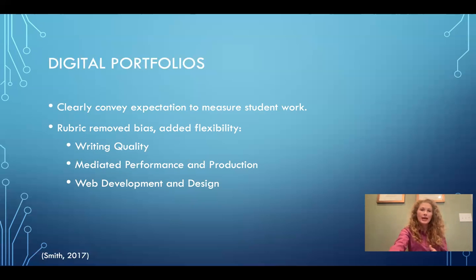Instead, there should be a benchmark for quality content, while also being appropriate for the assessment and how it aligns. So the rubric removes the bias. It removes comparing between the others. It removes the uncertainty. So, it added flexibility by looking at the writing quality, by mediating the performance and the production, making sure that every aspect was in there, but they didn't pinpoint what had to be there. And the web development and design, just the evaluation in itself: clear expectations and then let them go.